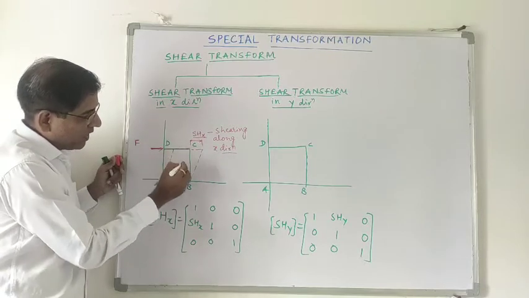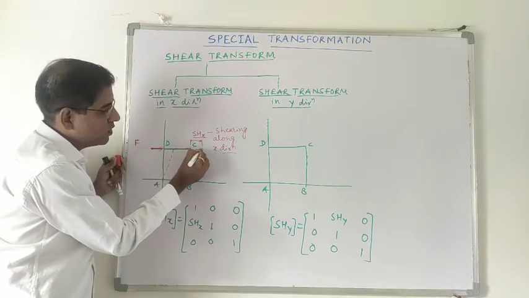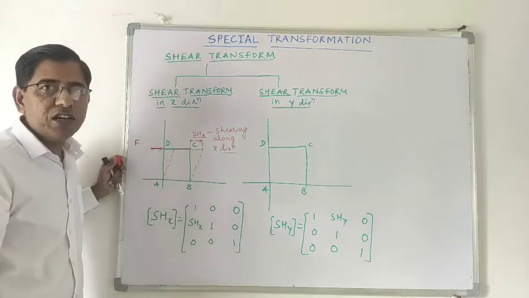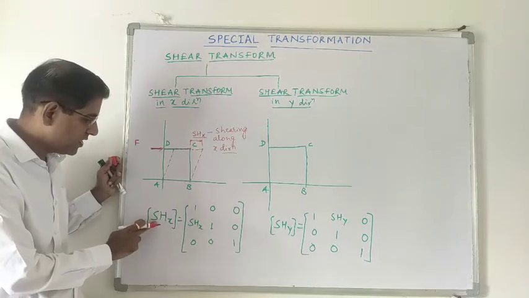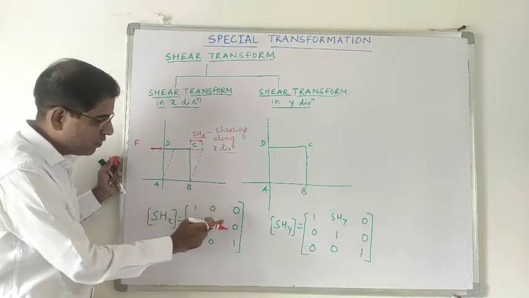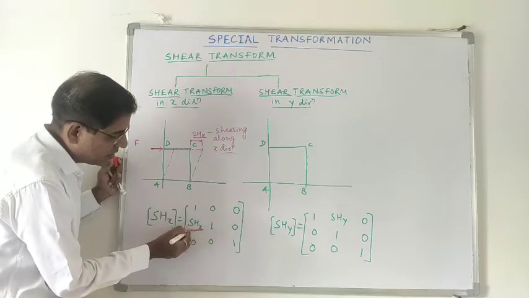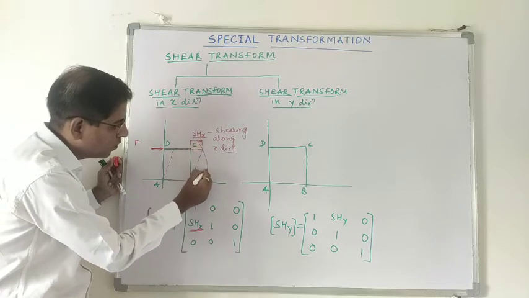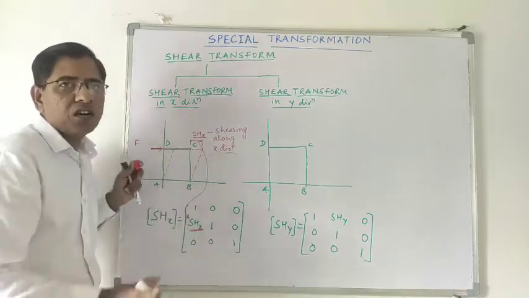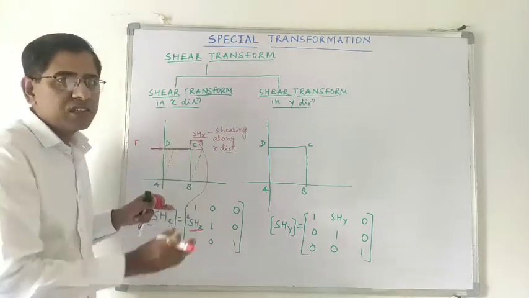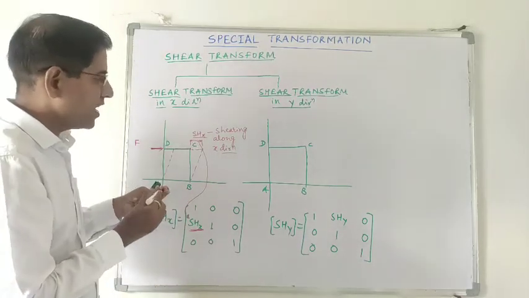It goes from a rectangle to a parallelogram, and this distance from this to this is the shear distance along x direction. The matrix for shearing along x direction is given as SHx equal to 1 0 0, SHx 1 0, 0 0 1, where this SHx is nothing but this value, the amount by which the original figure is shifted along x direction. Okay, so this is shearing along x direction.